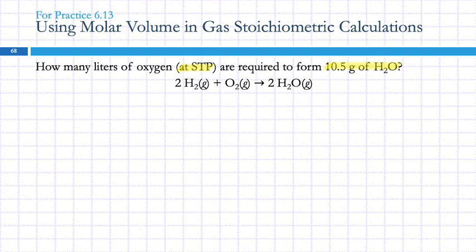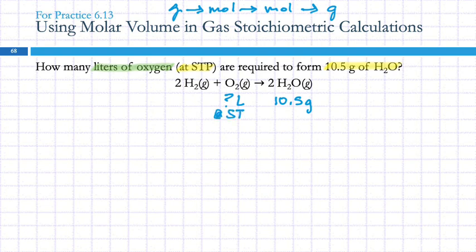And then the question is liters of oxygen. So again, we start out thinking about grams to moles to grams. And I forgot to write my numbers down. So under H2O, I'm going to write down 10.5 grams. And under oxygen, I'm going to write question mark liters at STP.